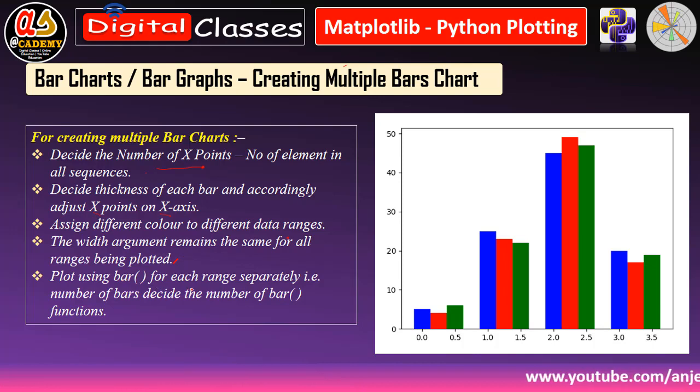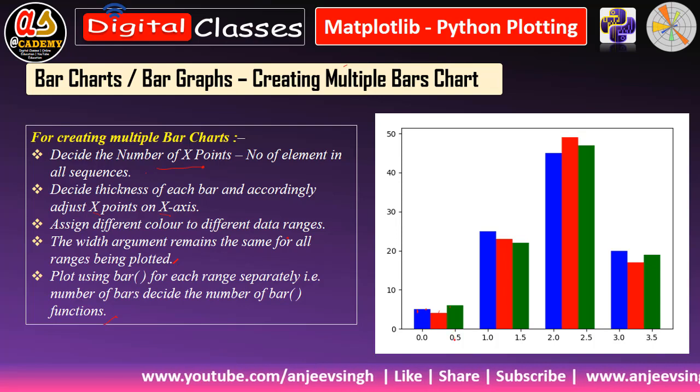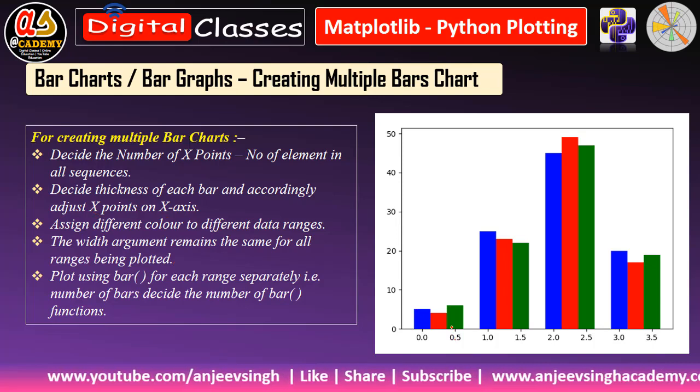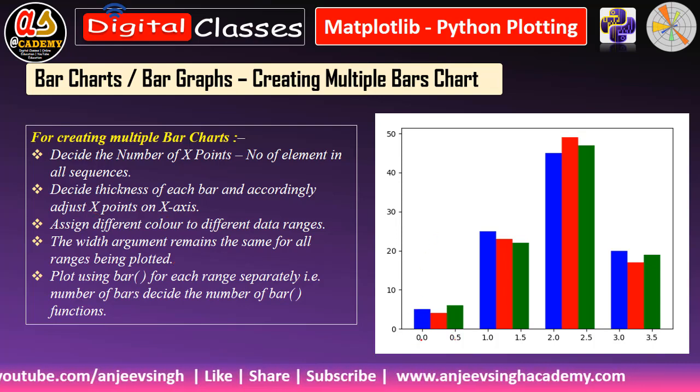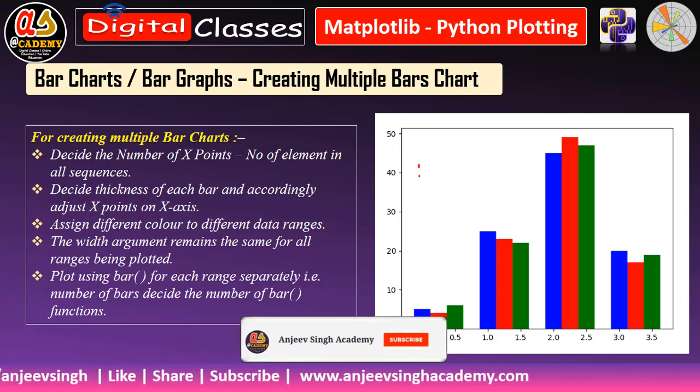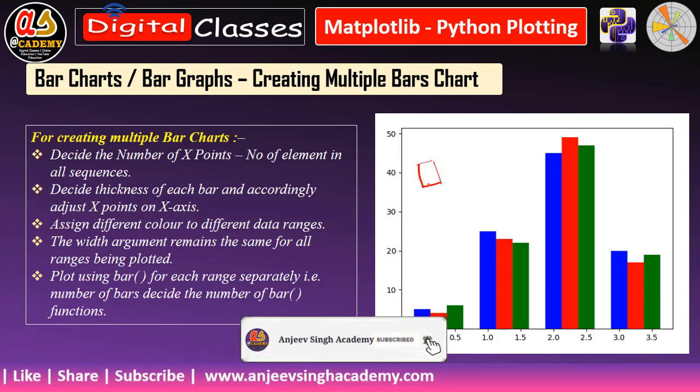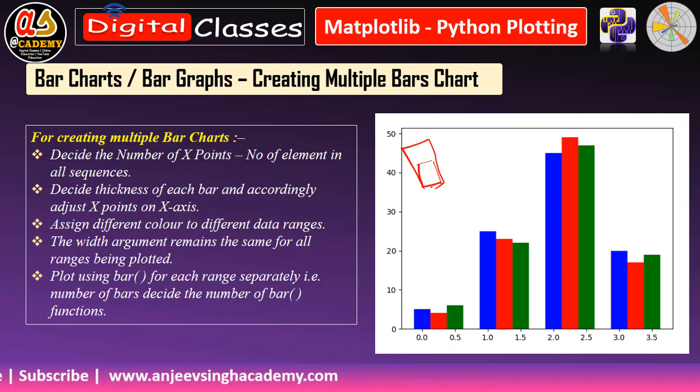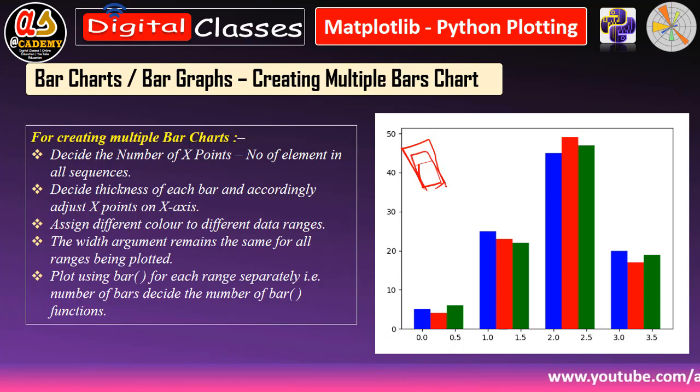And plot using bar for each range separately, that is, decide the number of bar function calls. Means how many bars are there? Suppose there are 3 bars. It means I have to call the bar function 3 times here. But I'm going to change the position of X. What happened earlier: if one bar is drawn here, at the same position I draw another bar, and at the same position another bar. But this time I'm doing some mathematical calculation.